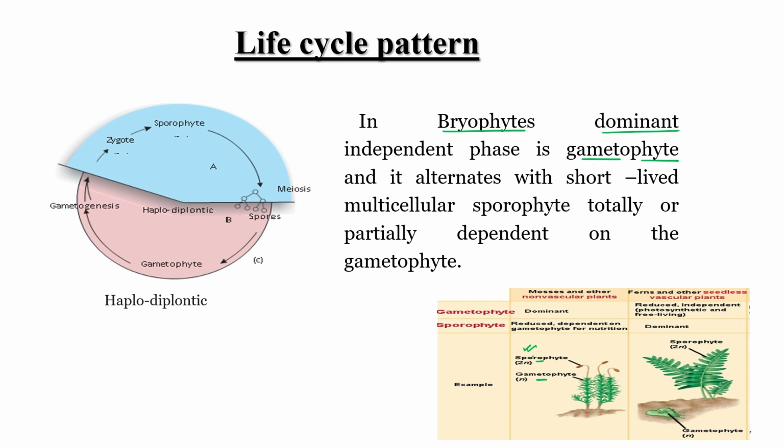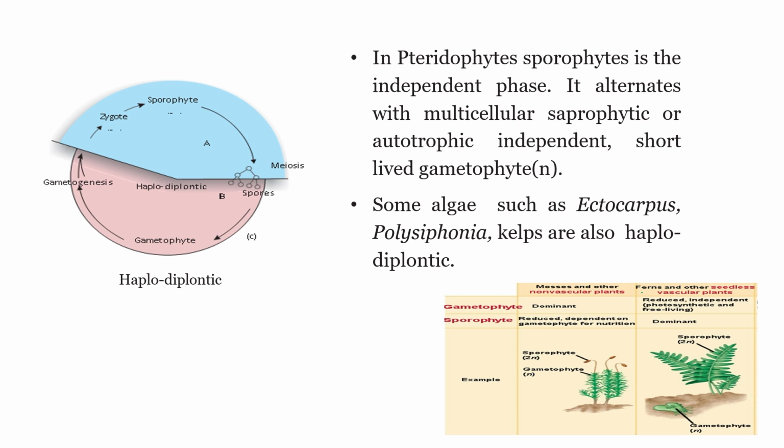Okay, while in pteridophytes, like in fern, you can see both phases are there, the sporophytic phase as well as the gametophytic phase. But which one is the bigger or dominating one? Obviously here the sporophytic phase is the bigger, dominating one, right? So it is just the reverse if you compare this with the bryophyte. Here the dominating phase is the sporophyte. So in pteridophytes, the sporophyte is the independent phase. It is not dependent on the gametophyte, as you can see in the bryophyte case, right?